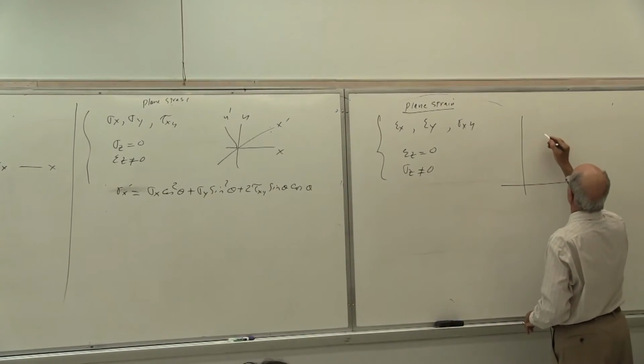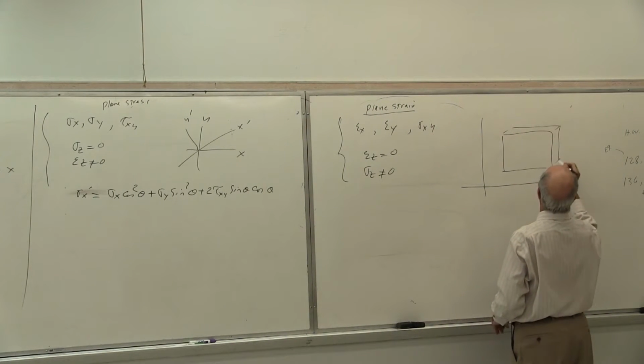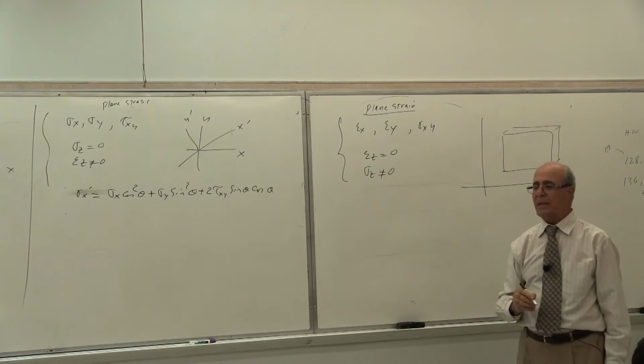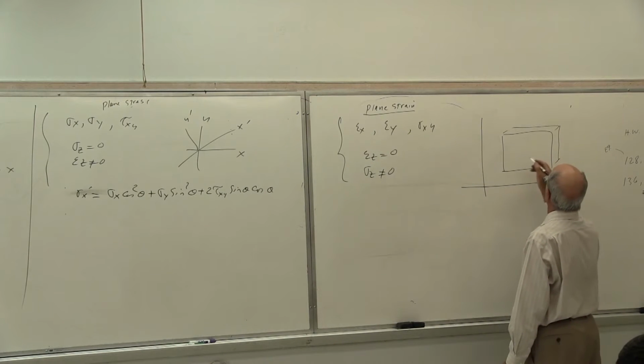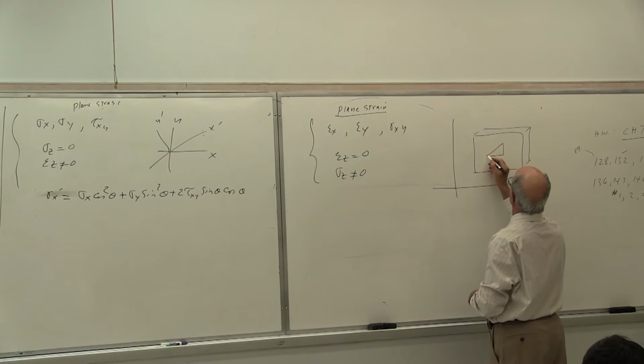Let's say that here we have an object like that, which has a thickness, of course, I'm not going to show the thickness. That doesn't matter. It is a plate, and it is not deformed. Then I put here a little triangle on it.